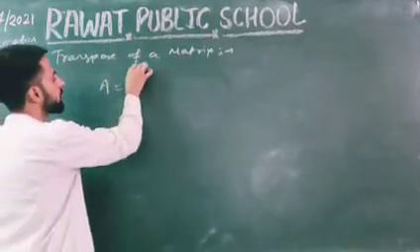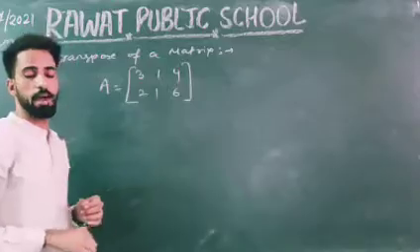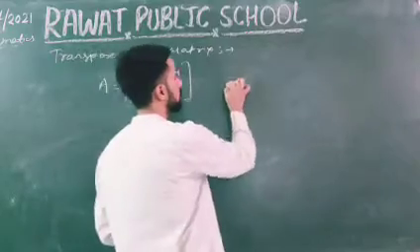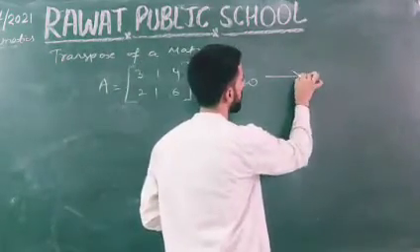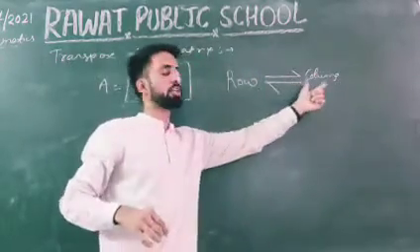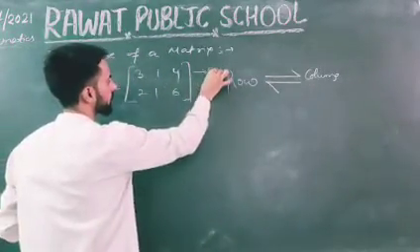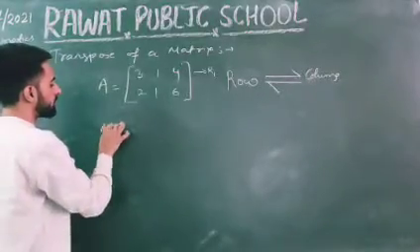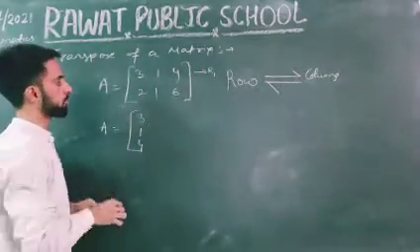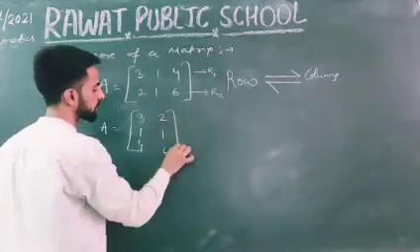If I say my matrix A is 3, 1, 4, 2, 1, 6. This is the matrix A. And I need its transposed matrix. I need to transpose it. Transpose means interchanging the rows and columns. The rows are converted into columns and columns are converted into rows. So the first row here, R1, will become C1. So my A transpose will be 3, 1, 4. First row became first column. And the second row R2 needs to become my second column: 2, 1, 6, like this.